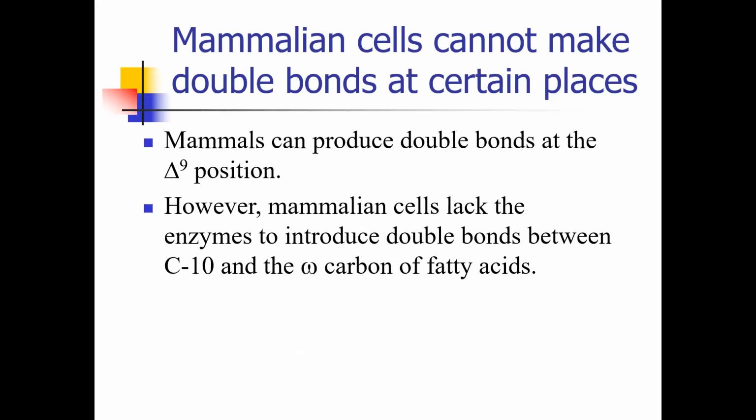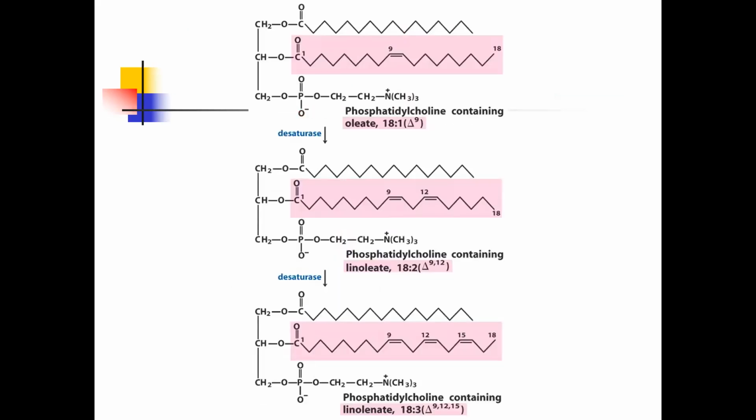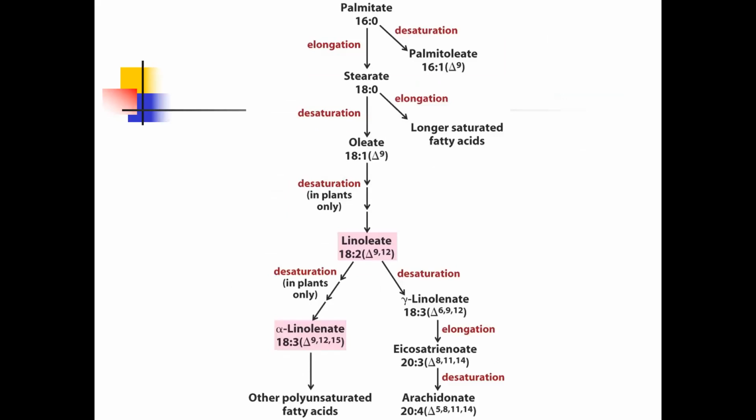Therefore, we have essential fatty acids we have to get in our diet. In particular, linoleic acid and linolenic acid. So remember, the main product is palmitate. That's C16. You elongate palmitate to stearate. You can occasionally make stearate with the fatty acid synthase complex. The main product by far is palmitate. You'll elongate that to stearate.